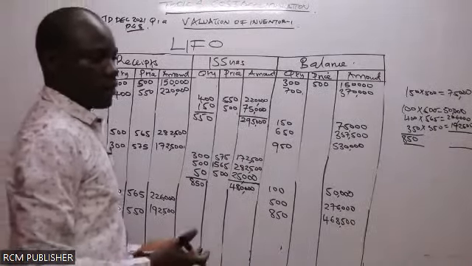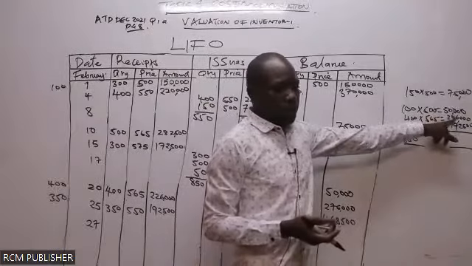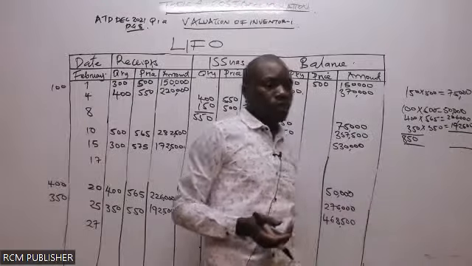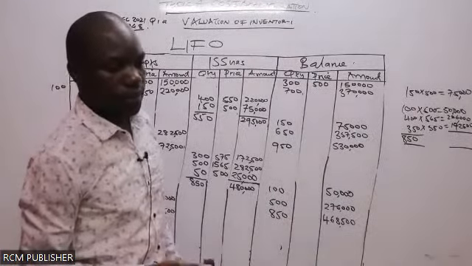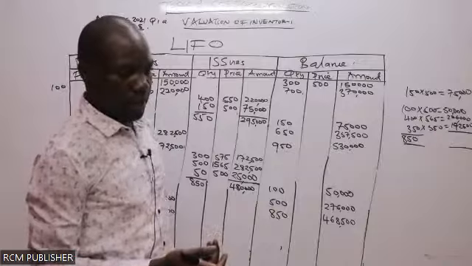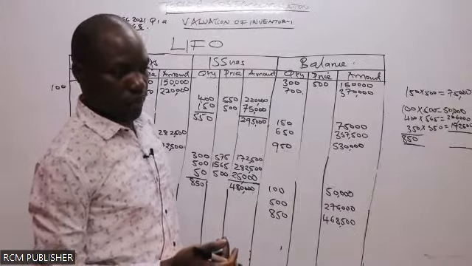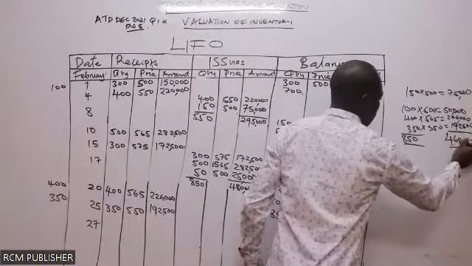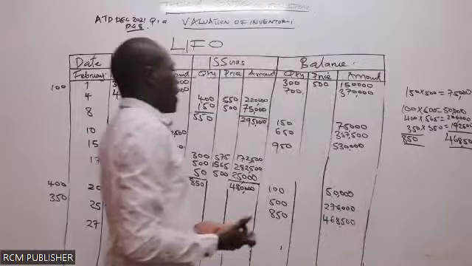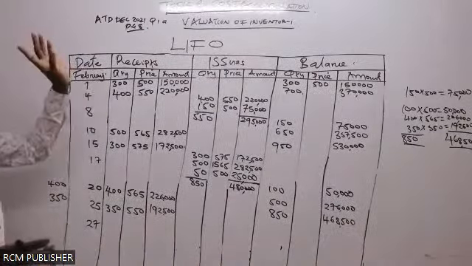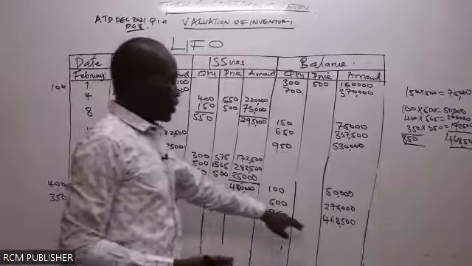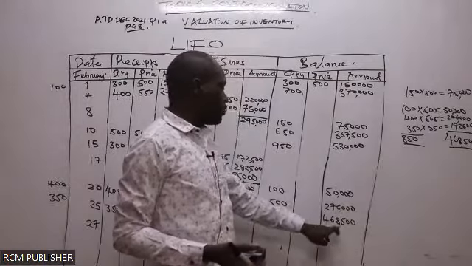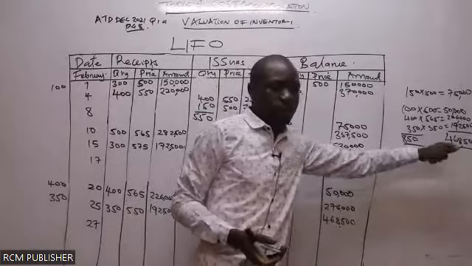50,000, 226,000, and then 192,500. What are we getting? Tunapata ngapi? 468,500. So it means by applying this, we can independently justify that whatever we have here is correct. 850 is total quantity. Value 468,500. That is what we have.